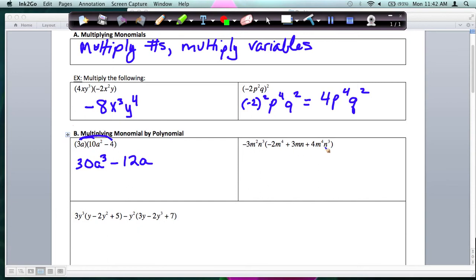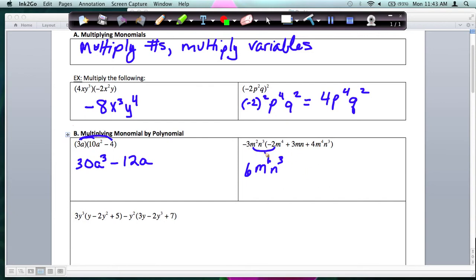Let's do the same thing here. I'm going to distribute the negative 3m squared n cubed to all three terms in the parentheses. So let's multiply the first. Just multiply the numbers first. Negative 3 times negative 2 is 6. M squared times m to the fourth, add 2 plus 4 and get 6. And then n cubed.